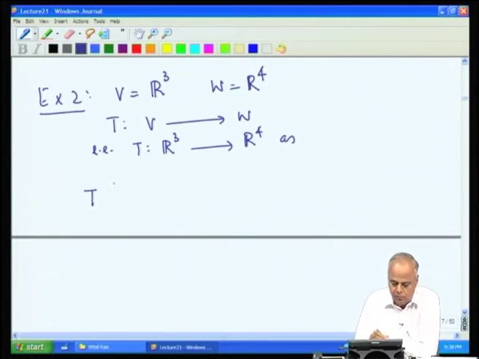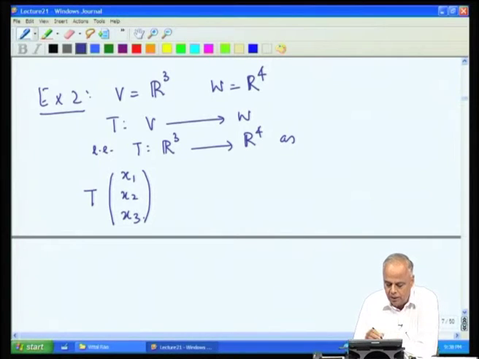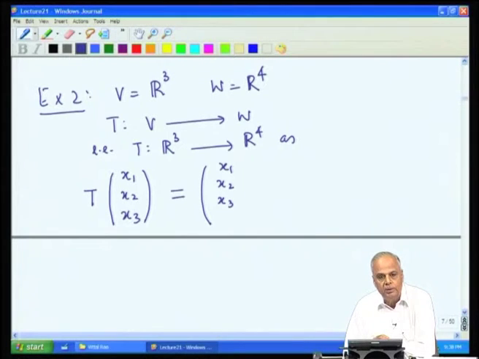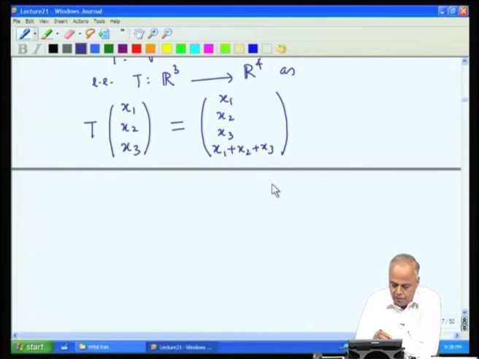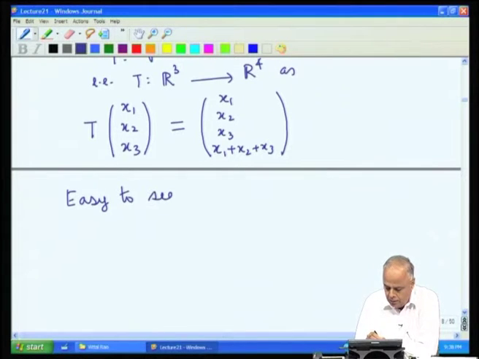What should T do? T should take a vector in R^3. Any vector in R^3 is of the form x1, x2, x3. It should map it to a vector in R^4. Suppose it maps it to the vector whose first 3 components are the same as the first 3 components of the vector x. Now, it has a fourth component, say, which just sums up the first 3 components. Then once again it is easy to check that T is a linear transformation.